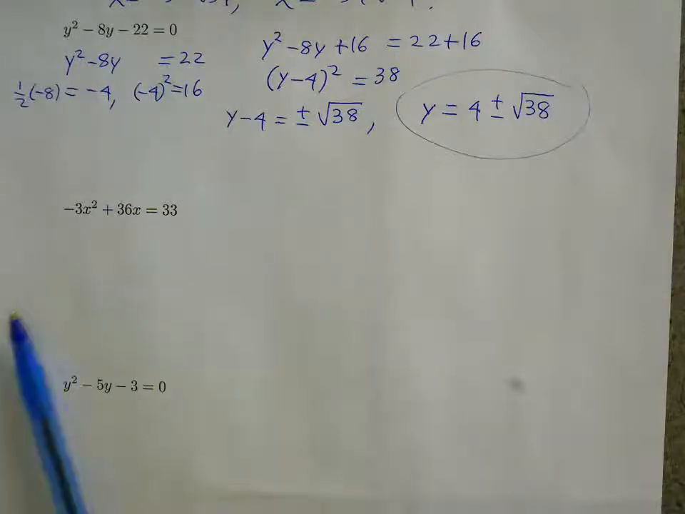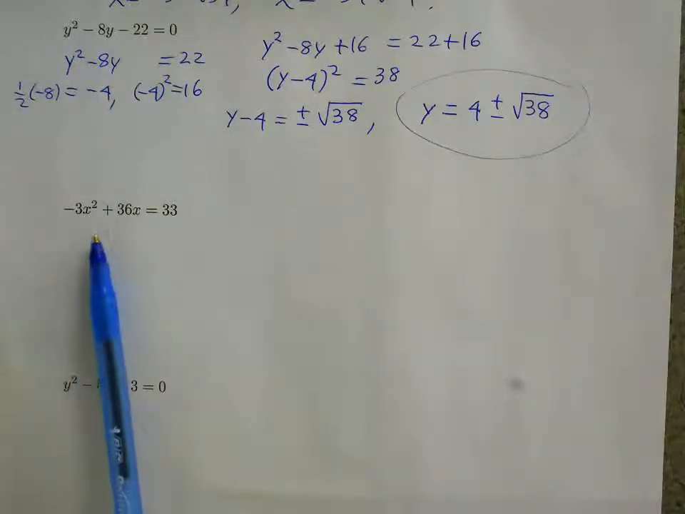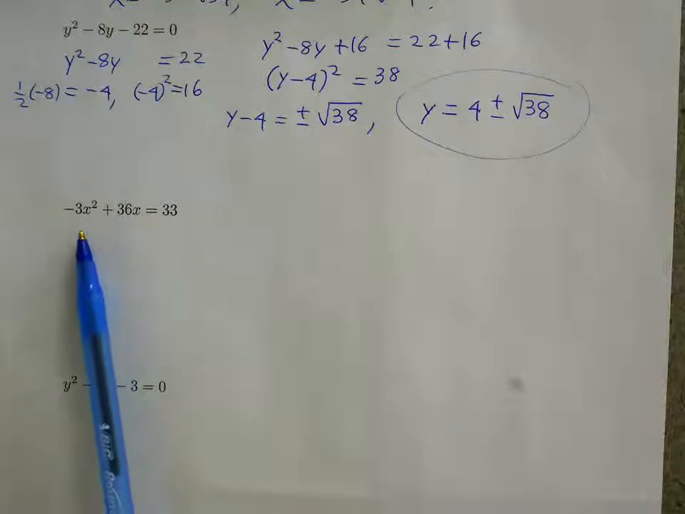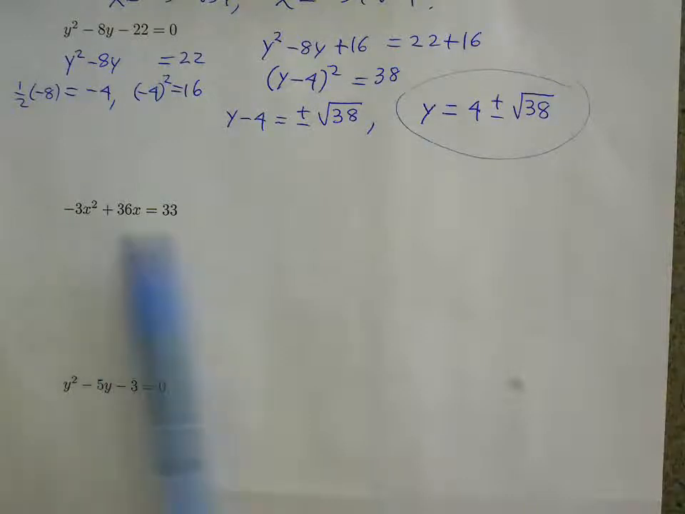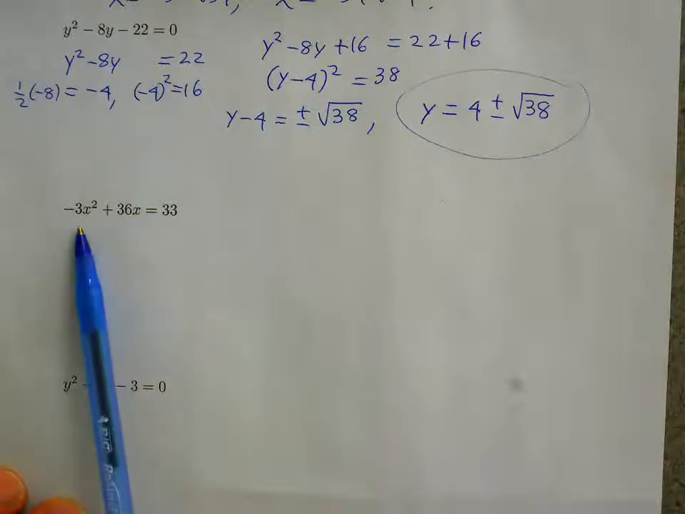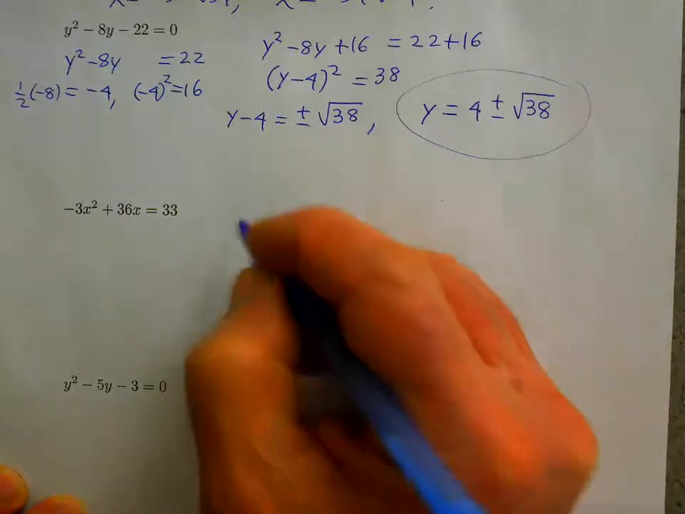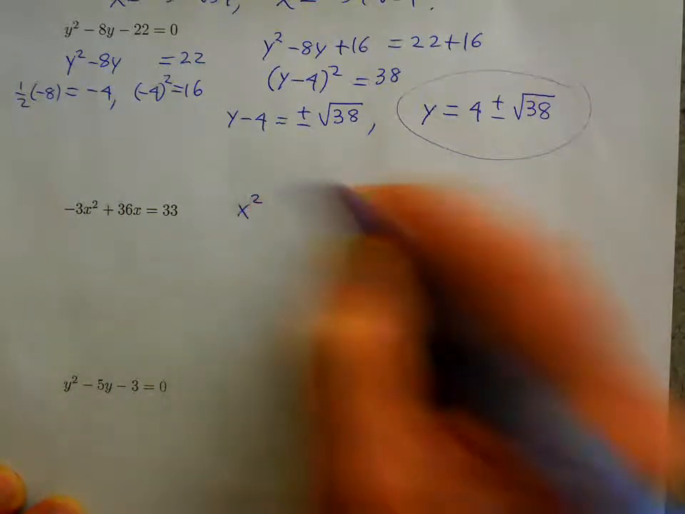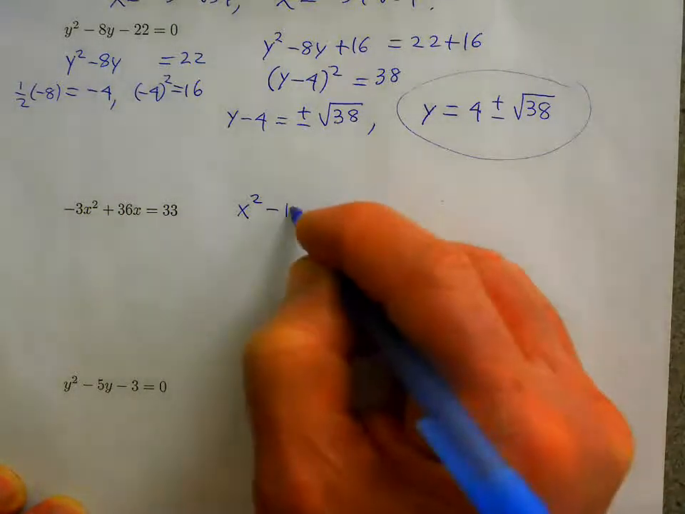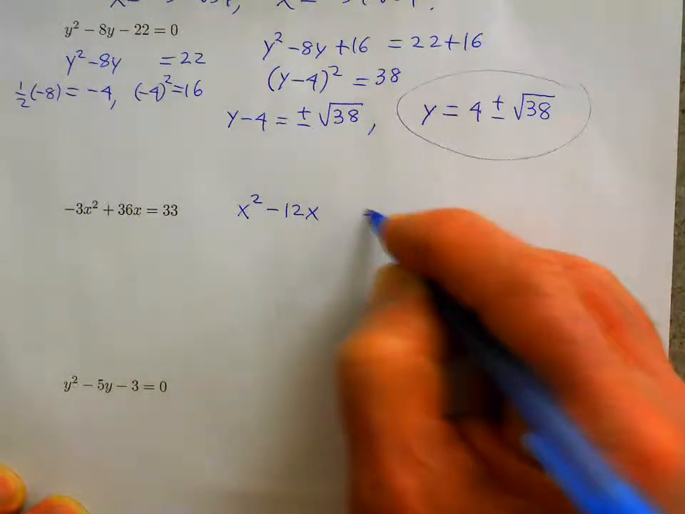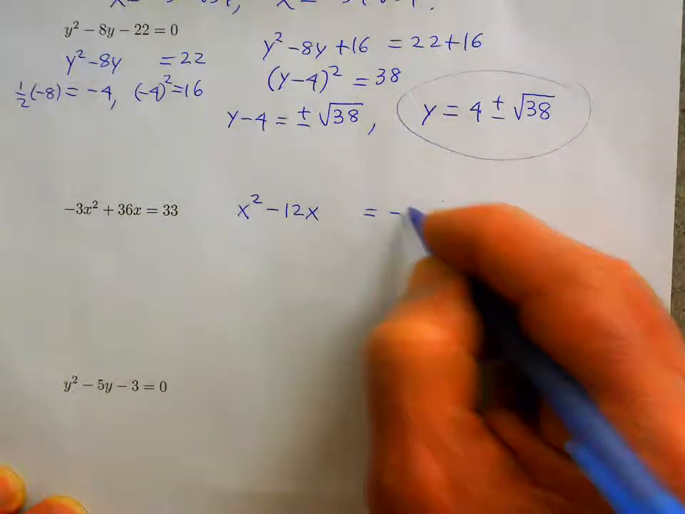Okay, the next step is divide every term on both sides by -3. Divide every term on both sides by -3. So when we do that, we get x squared minus 12x equals -11.